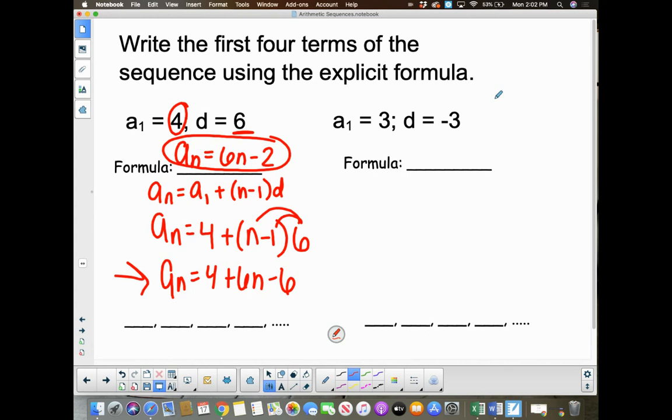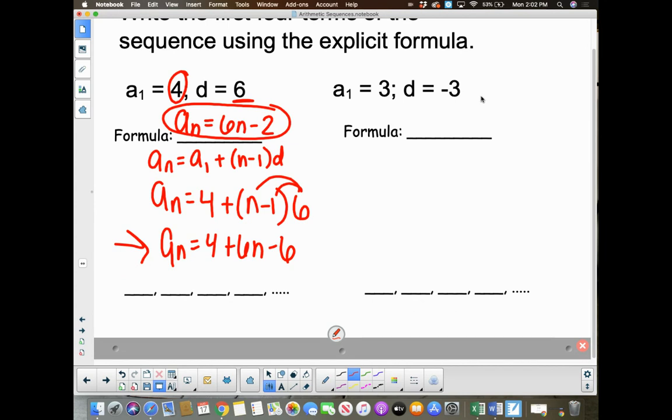So if it asks for the first 4 terms, there are a couple of different ways you can do this. You can start with your first term, which is 4, and keep adding 6 to it if you want to. Or you can plug into your formula: plug in 1, 2, 3, 4, and so on, and that will simply get you your answers. So go ahead and try the next one.